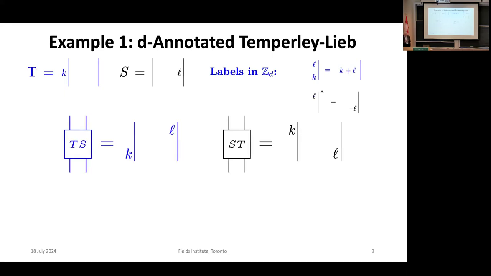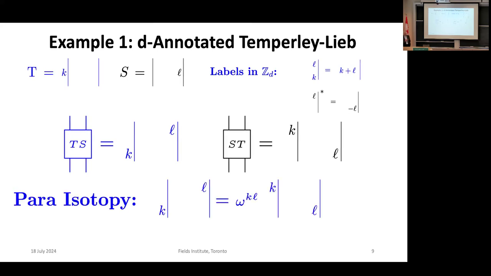So here, with this choice of T and S, we can look at T times S or S times T, and it just has to do with the vertical order of the labels. And these are related in this algebra by what we call para-isotopy. So you cannot just isotopy the charges, but if you exchange their order, you pick up a phase omega, which is a d-th root of unity. That's where D comes in.